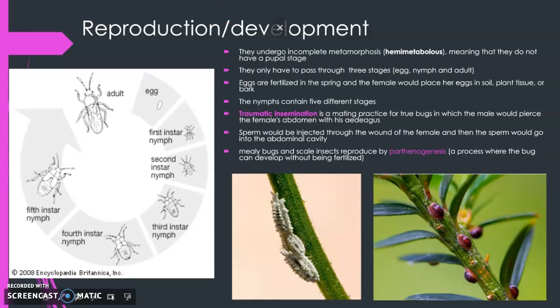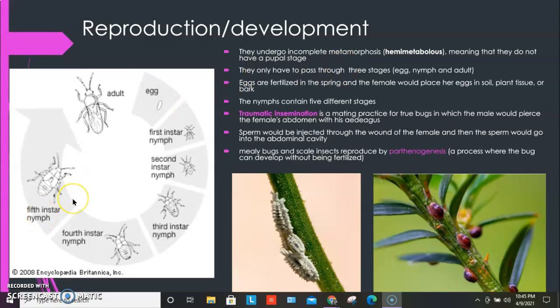And so for reproduction and development, I don't know if you guys remember, but it was the last presentation I did. You remember incomplete metamorphosis, hemimetabolous, meaning they do not have a pupal stage. Remember the dragonflies? I have a diagram of their life cycle right here. The nymphs go through five different stages, the first, second, third, fourth, and fifth. And then it molts into the adult that you see now. Nymphs look really similar to the adult form. They don't look that much different.